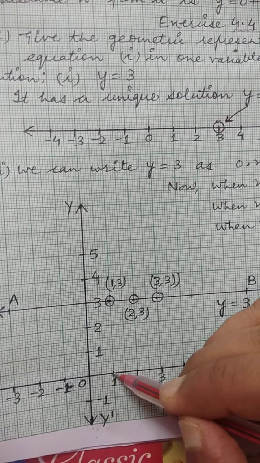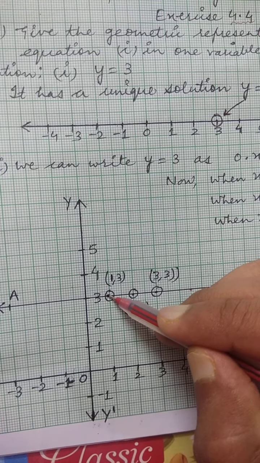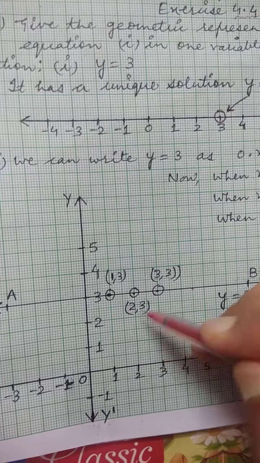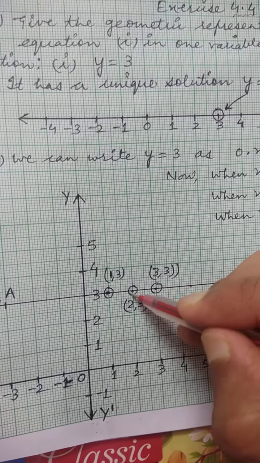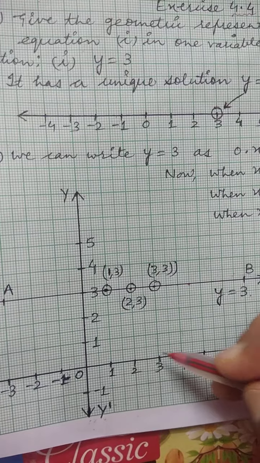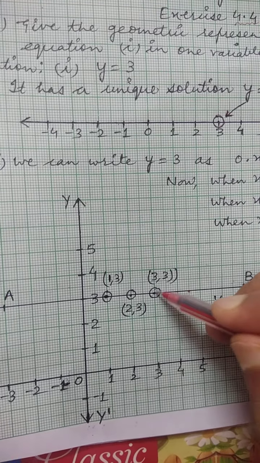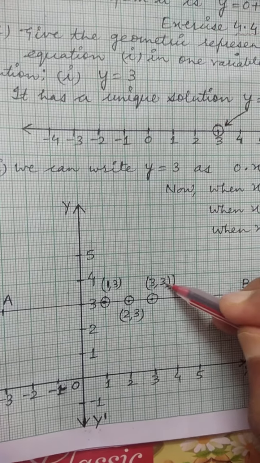The x coordinate is 1 and y is 3, so this will be the point (1, 3). Then comes (2, 3), so x is 2 and y is 3, and here we get the point (2, 3). Thirdly, we have (3, 3): the x coordinate is 3 and the y coordinate is 3, so the point will lie here, (3, 3).